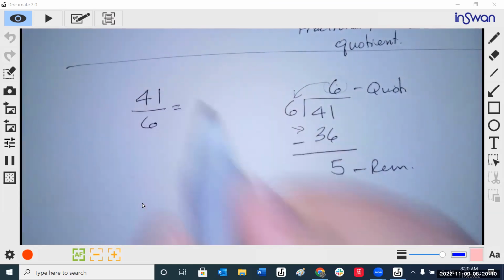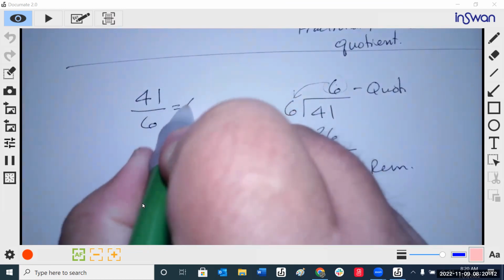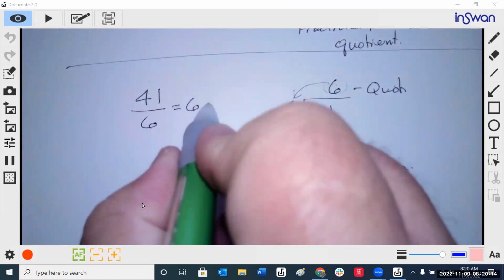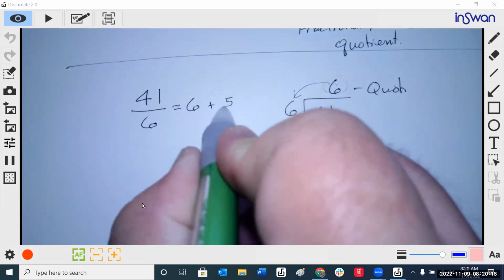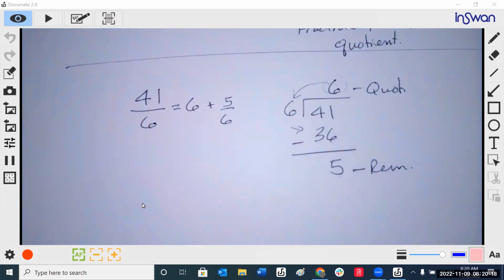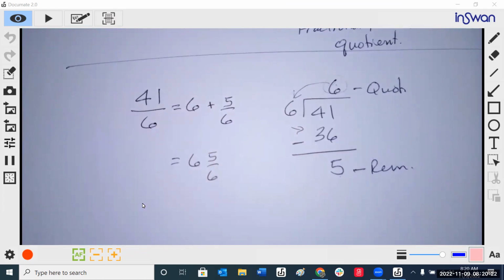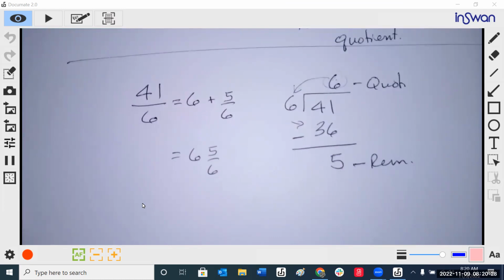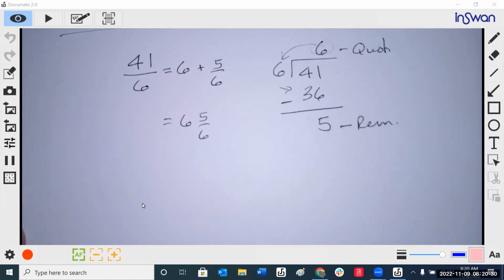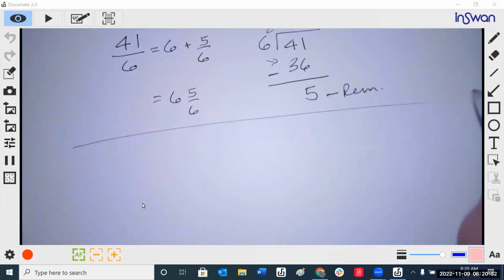So the answer here would be 6 plus 5/6, or 6 and 5/6. That's what it all means. Let's look at numbers. I mean, polynomials.